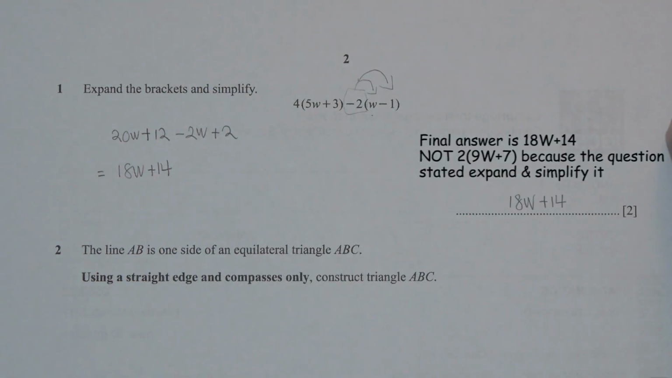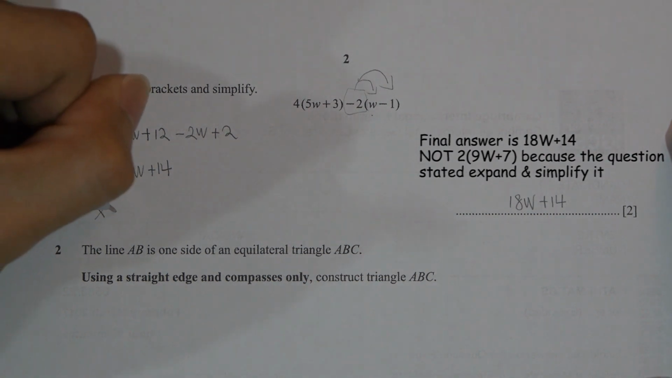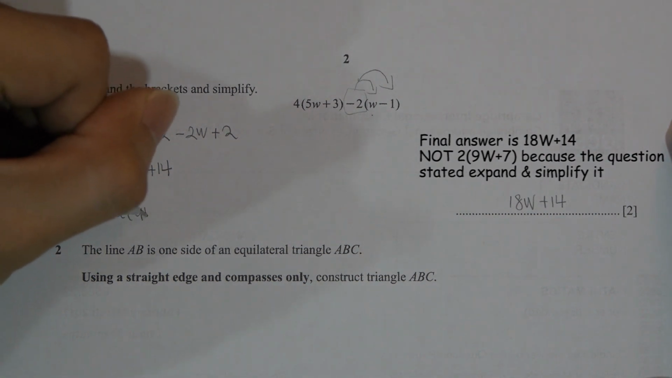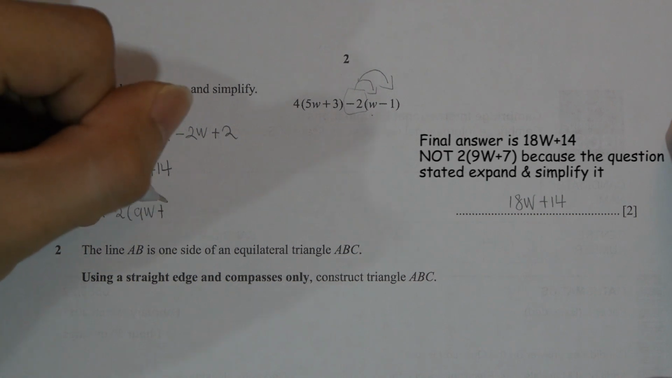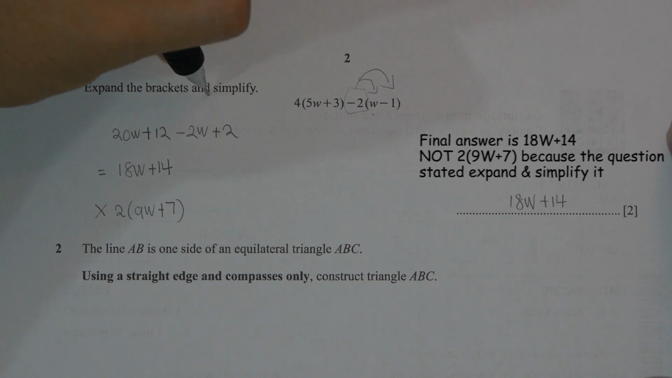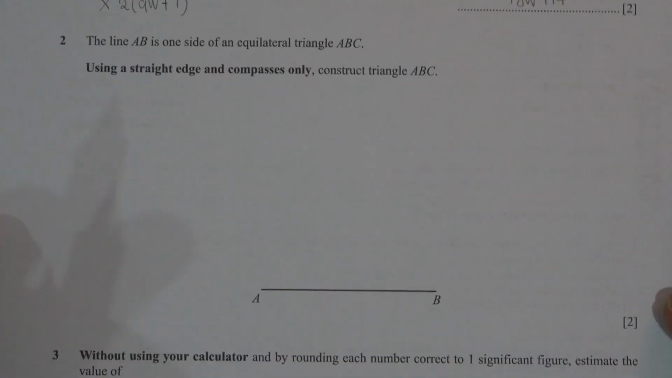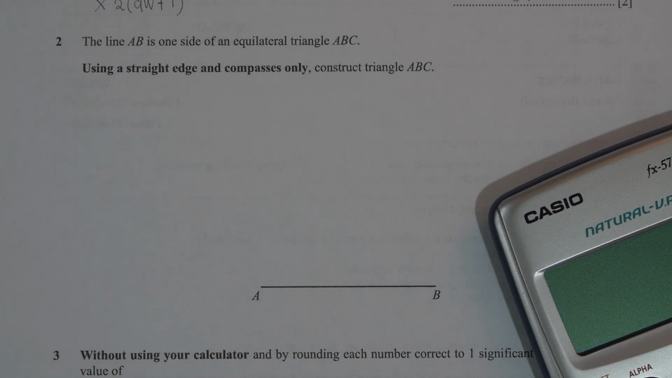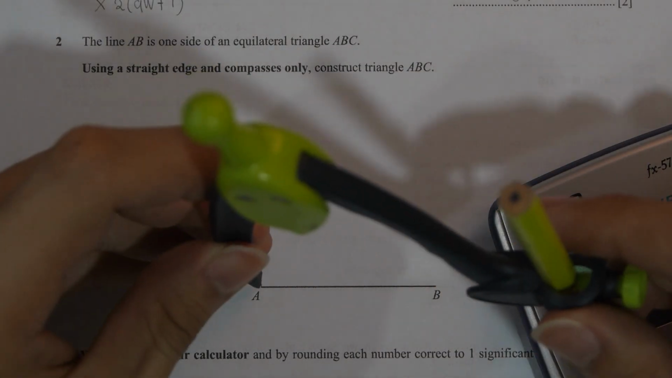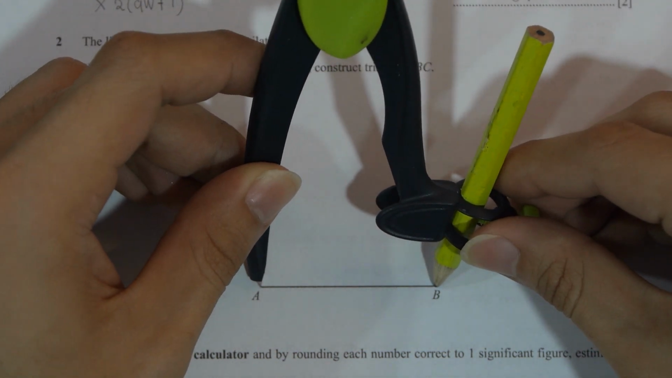There's one key thing about this question: you are not supposed to change the results into 2, 9w plus 7 because the question stated that it's expand and simplify. For the following question, you can just look at me how I solve it, then you'll be able to get the results.